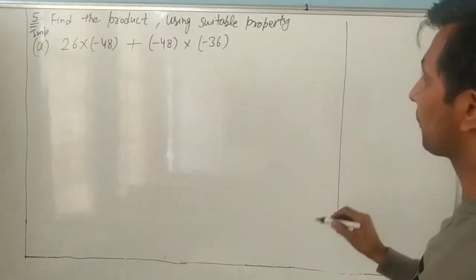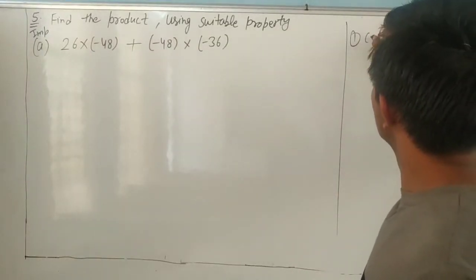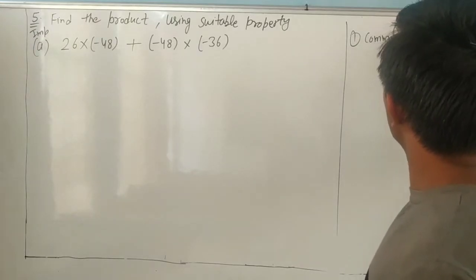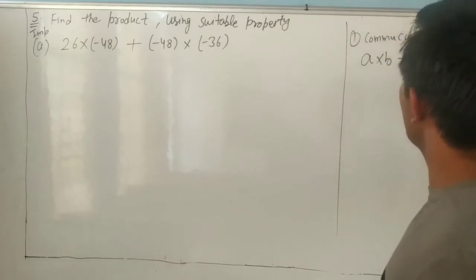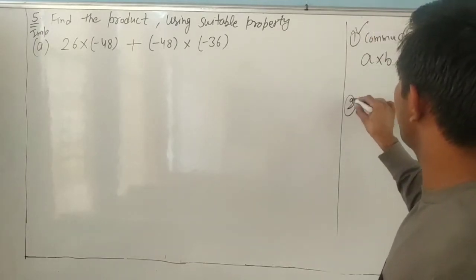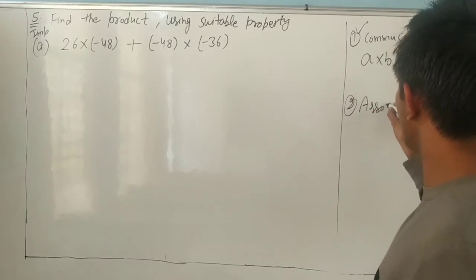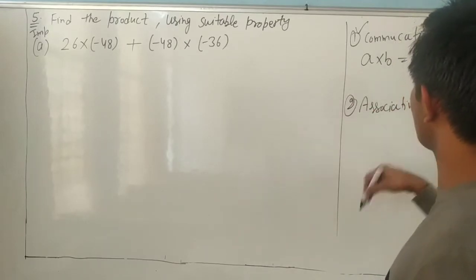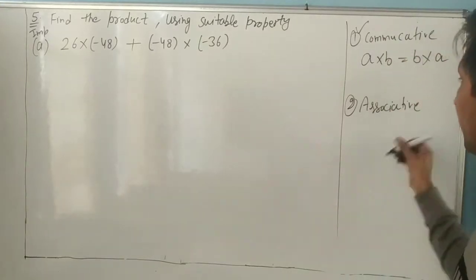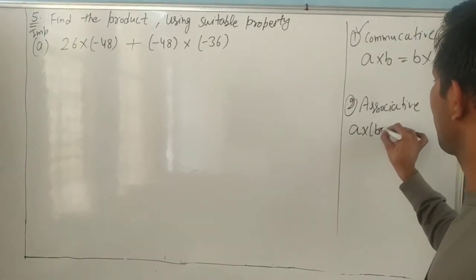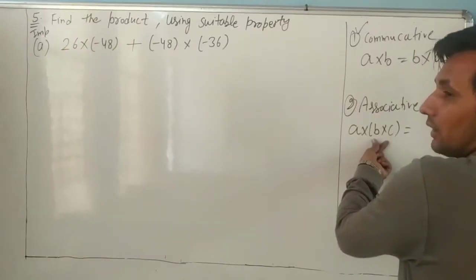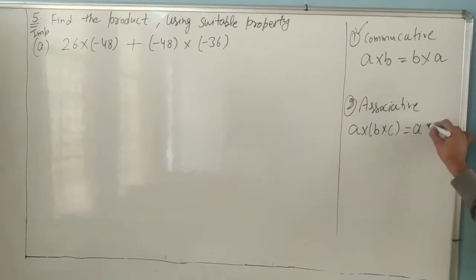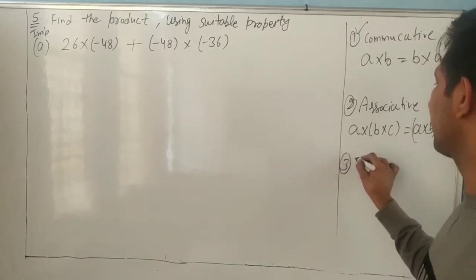Everyone knows there are 2 or 3 properties of multiplication. First is the commutative property. What is the commutative property? A into B is equal to B into A. And the second is the associative property. What is associative? Commutative is used for 2 numbers and associative for 3 numbers. When we multiply 3 numbers, either we multiply the first 2 numbers and then the third, or we multiply the last 2 numbers and then the first number.